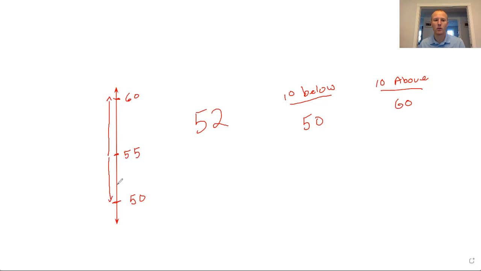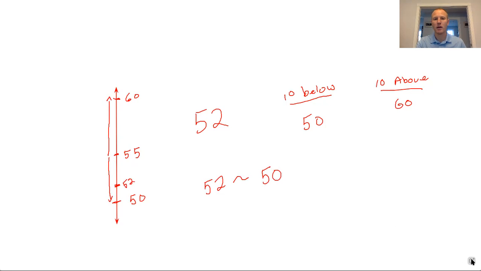And 52, of course, is somewhere about here. And that falls obviously below 55. So we're going to round that down. So 52, I'm going to put that little line there, means it's about 50. So 52 is about 50, or 52 rounds to 50. And that's a review of what we did last time.